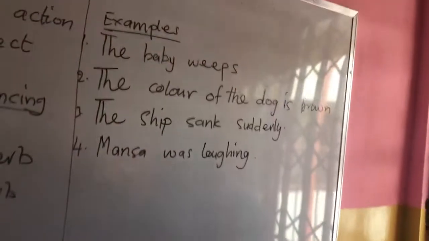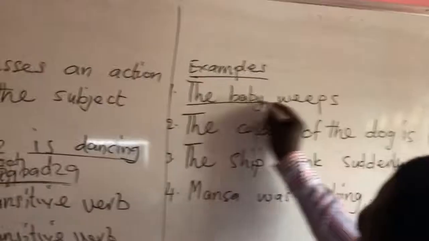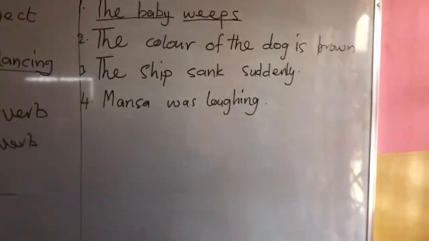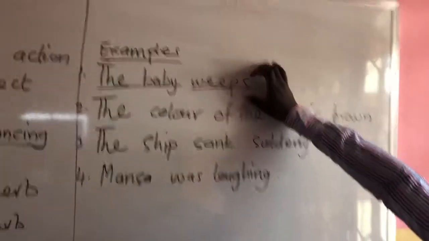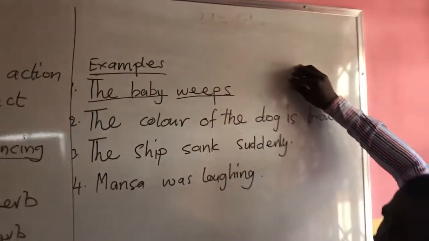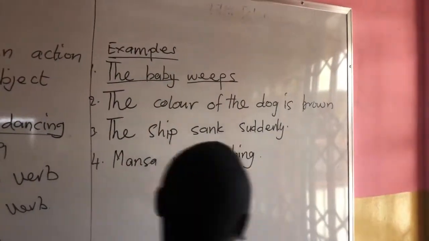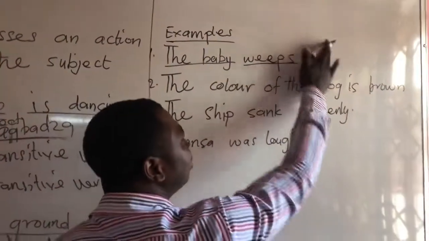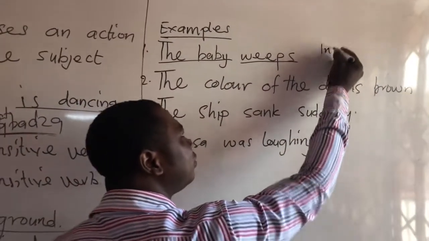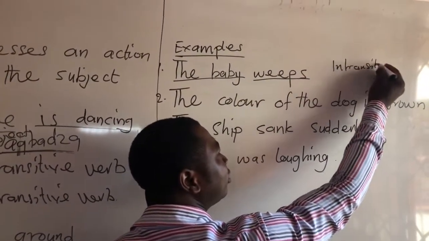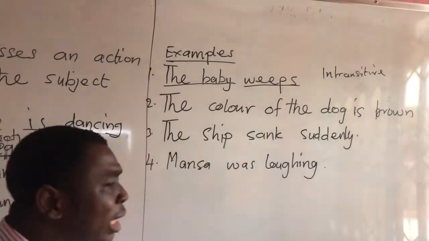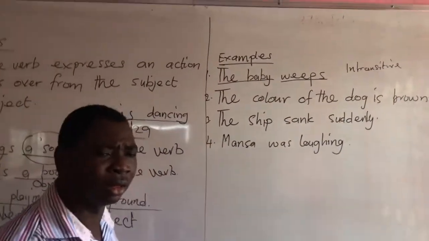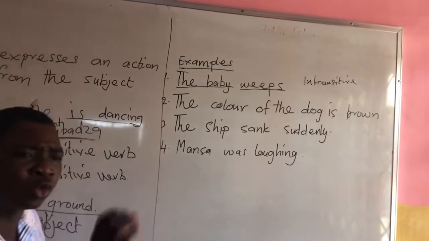The baby beats. The baby is the subject, and the verb is "beats." Is the verb here happening to something? We say that the verb is not happening to anything. So this verb becomes what? Intransitive. Someone is performing the action all right, but the action is not happening to anything. Then we say that the verb there is intransitive.